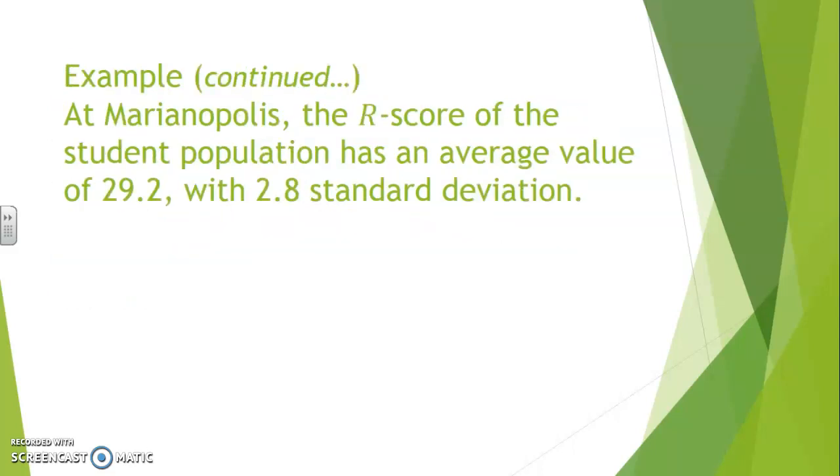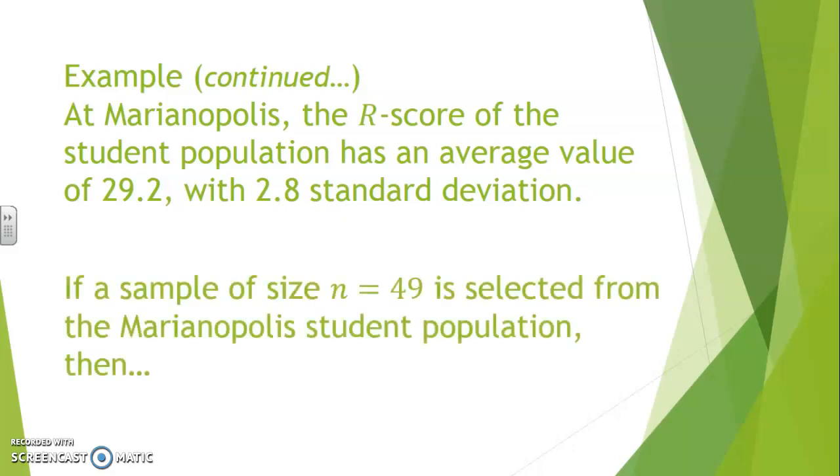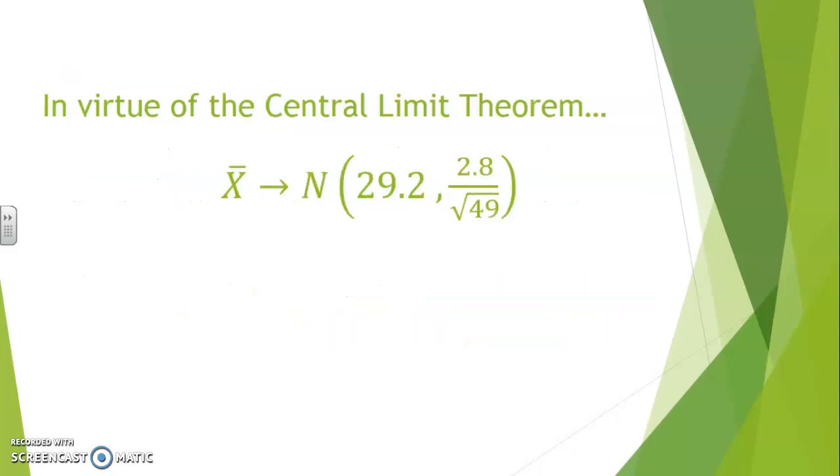Here's an example we had started earlier. At Marinopolis, the R-score of the student population has an average value of 29.2 with 2.8 standard deviation. Now suppose 49 students are selected at random from the Marinopolis student population. According to the central limit theorem, we would expect that this sample's average, x bar, will be normally distributed with 29.2 as its average value and 0.4 as its standard deviation. In other words, we would be very surprised that this sample of size 49 has an R-score that deviates by much more than 0.4 from 29.2.